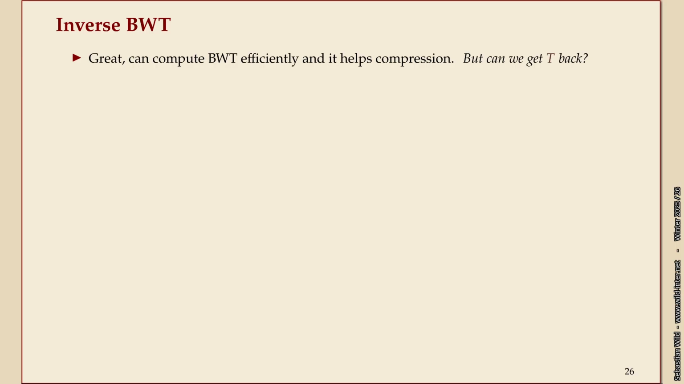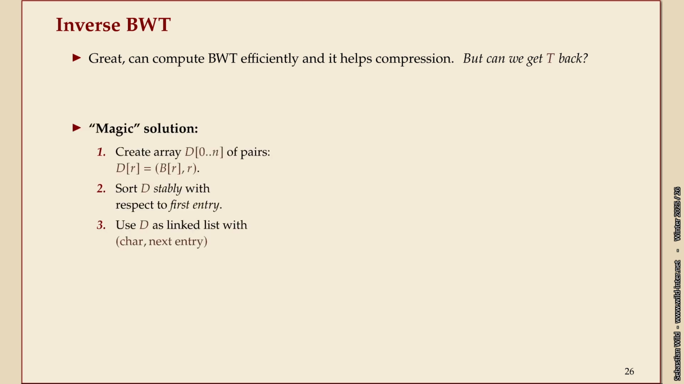Well, for the BWT, that's not the case. We can get the text back. Let me first show you how and not tell you yet why, because I think the aha moment is bigger that way. So here's the magic solution. You take your BWT. Now you build these curious objects of pairs of a character and a number. The first is the character at the BWT at position R, and the second is that position. Then you stably sort those pairs, meaning first by the character and then breaking ties by the number. And then you use this essentially as a linked list to jump through the text.